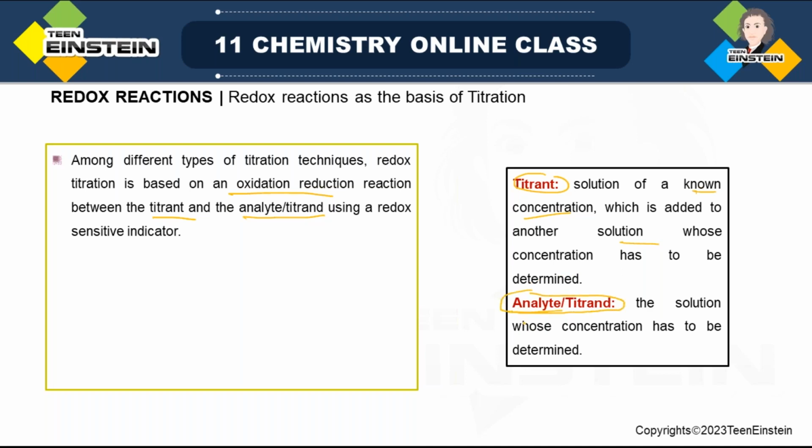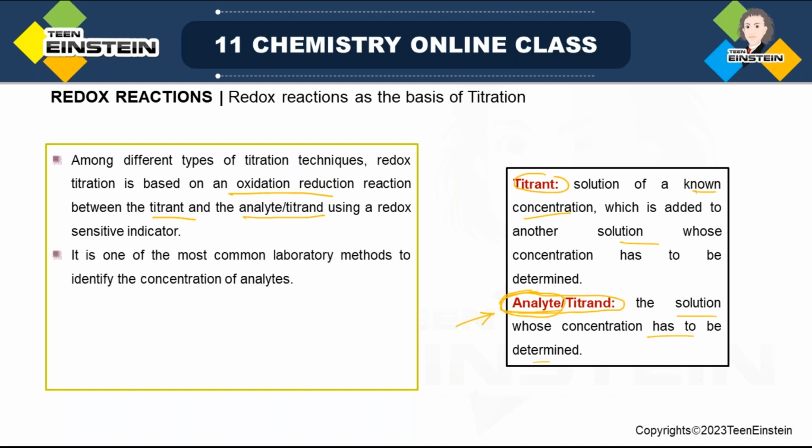Mostly we use the term analyte. So it is the solution whose concentration has to be determined. You can also easily remember it because we are doing some analysis, right? So the solution whose concentration you are analyzing, basically that is the analyte. In this way you can remember it. It is one of the most common laboratory methods to identify the concentrations of analytes.